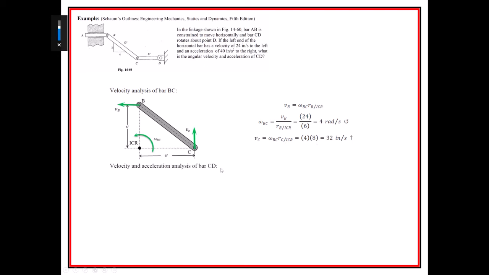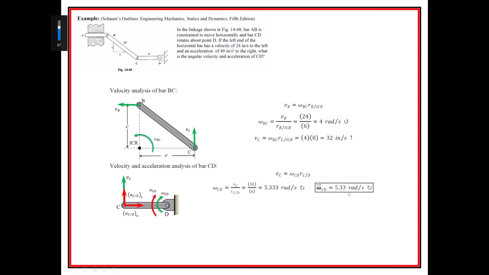Now we could do a velocity and a partial acceleration analysis of CD. We won't be able to find everything we want to know. We draw the diagram of that fixed link right here, fixed at D. We already know the velocity of C, but we can use that to find the omega CD by dividing it by the length of the link, which we see up above is 6 inches. And we get 5.33 radians per second, and this one is clockwise. Notably, the one up above was counterclockwise.